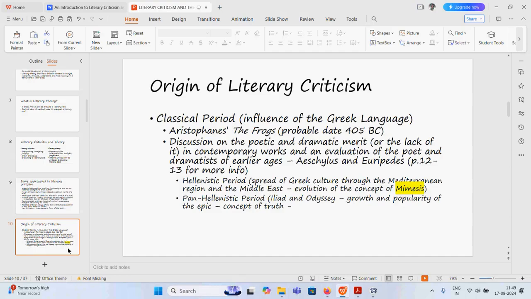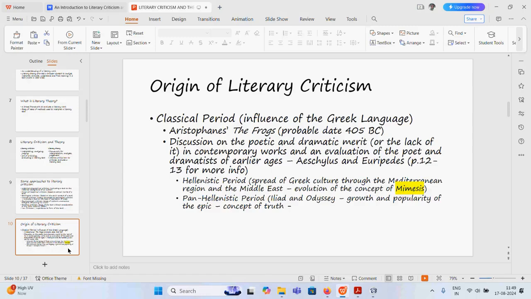Your syllabus starts with the classical period. We also talk about the medieval period. In the classical period, as we all know, there was great influence of the Greek language. The sample text presented there is Aristophanes' The Frogs. The probable date of this work is 405 BC.